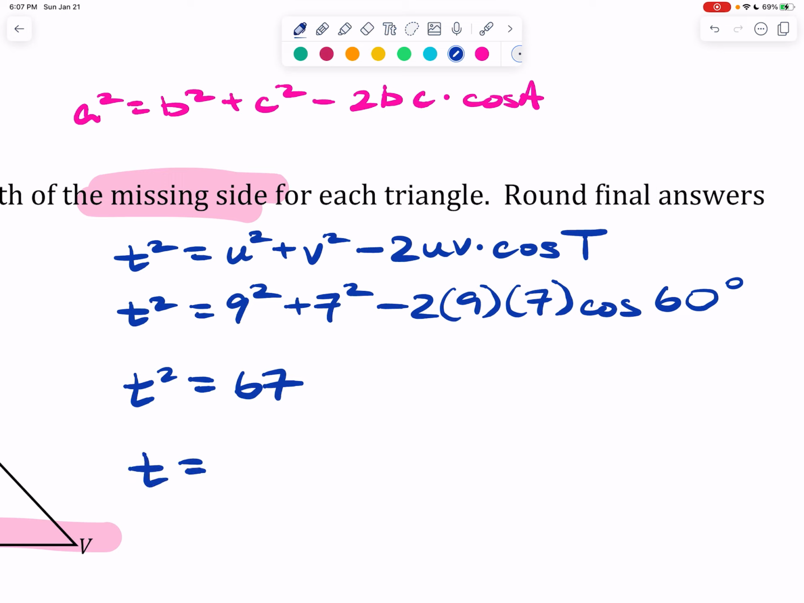Therefore, t is equal to one particular thing. Note, we're dealing with real triangles, so we can't have a negative value for a length. We're not going to go plus or minus root of this value. So just straight up positive root of 67. Should be a little bit more than 8. Make sure you can get that in your calculators, and it's, according to mine, 8.2.